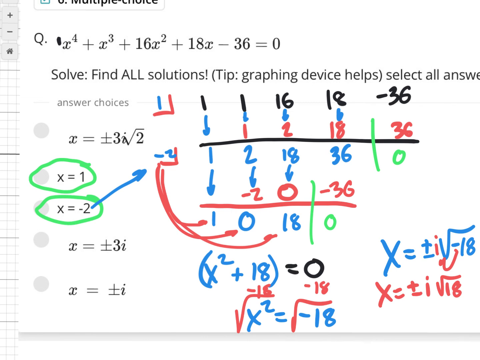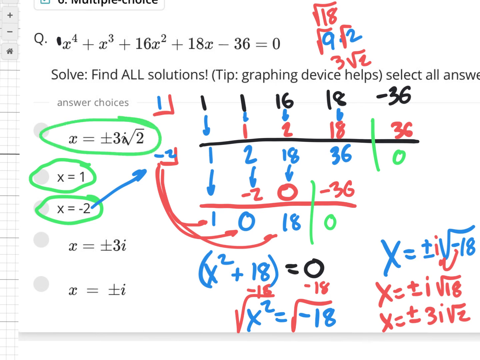And for my final step, I need to simplify the square root of 18. So what is the square root of 18 simplified down to? 18 is not a perfect square number, but I could rewrite it with multiplication to get a perfect square number, like 9 times 2. That way when I split it, I'll have the square root of 9, which is 3, and the square root of 2 stays the square root of 2. So my final answer is going to be x equals plus or minus i with the 3. I'm going to put the 3 first, then the i, and then the square root of 2. So you have i 3 square root of 2, but instead of i 3 square root of 2, I'm going to write it 3i square root of 2. So there is my other answer, which is this one, and you would have to select all 3 to get this question right.